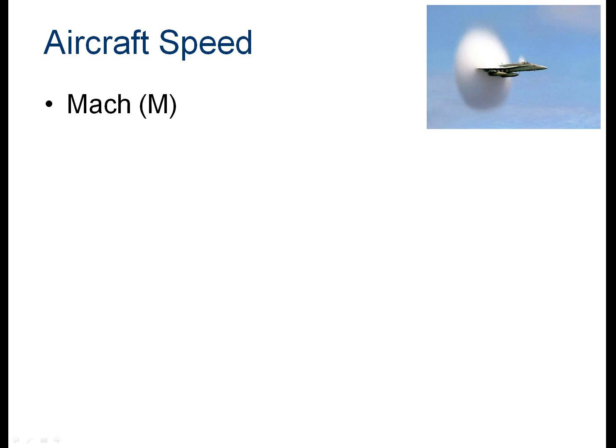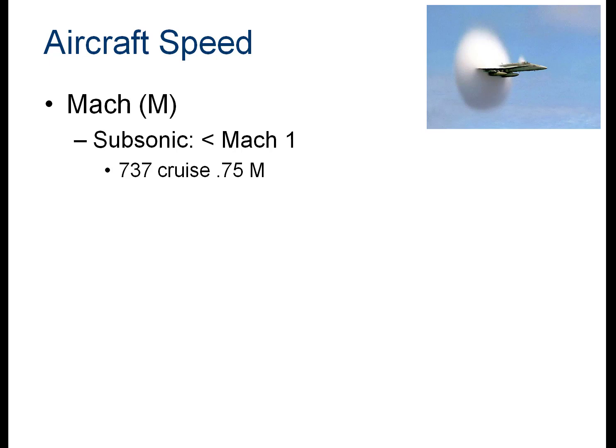When we talk about Mach numbers, we can talk about subsonic. That means you go less than Mach 1. An example is a 737 that you may fly on for Southwest Airlines. It cruises at about 0.75 Mach. Still moving pretty fast. 0.75 Mach is 500 miles an hour, a little more, at its cruising altitude. So you're moving pretty fast.